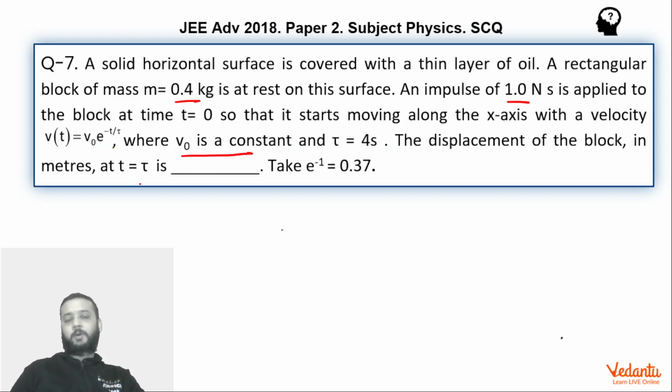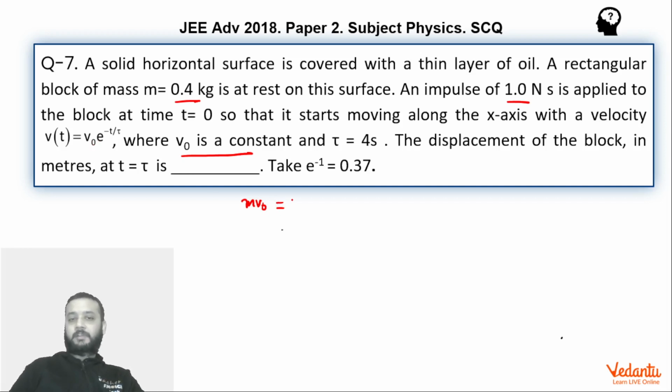We have to find the displacement of the block at t equals tau. Basically, we have to find the displacement of the block at t equals 4 seconds, and it has been given e to the power minus 1 as 0.37. Now, if we try to find the velocity of the block immediately after the impulse has been given, we can write the impulse momentum equation. That will be equal to m v naught. It is easy to see that if you put t equals 0 here, v becomes v naught. That means v naught is nothing but the velocity at time 0.